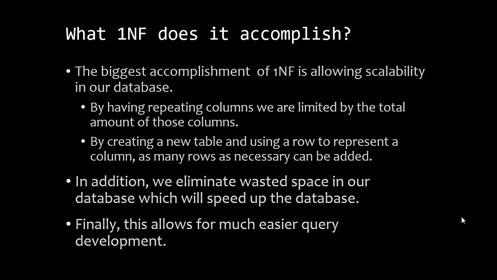In addition, we eliminate wasted space in our database, which will speed up the database. If we didn't allow this first normal form, if somebody took, let's just say we allowed for 100 courses per student, but if somebody took 2 courses, that's a lot of wasted space that is not being filled in. In this case, by allowing rows to represent the courses that are actually being taken, it'll always be filled out, and we won't have wasted space. If they only took 2 courses, there'll only be 2 rows. If somebody took 100 courses, there'll be 100 rows in that table.